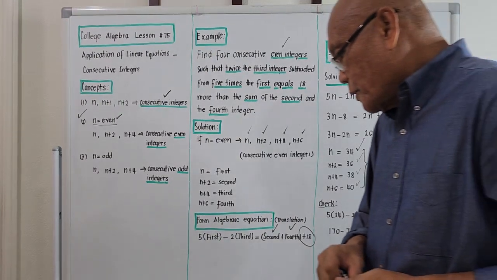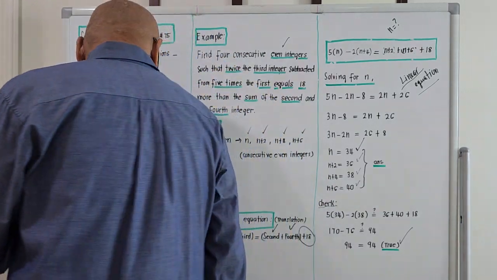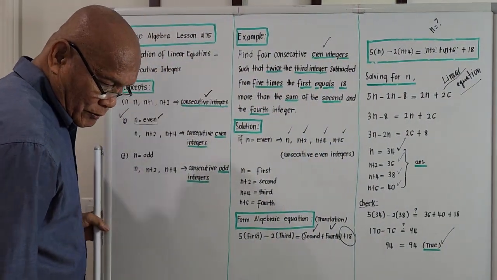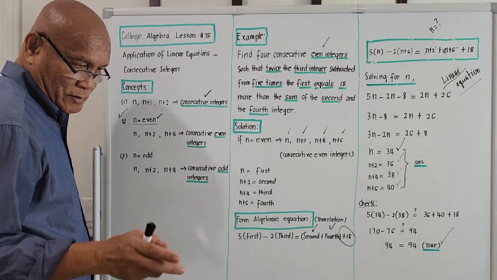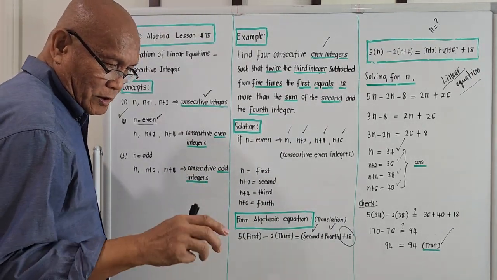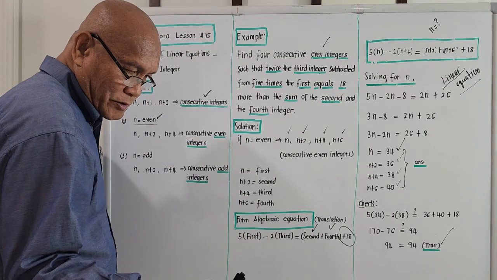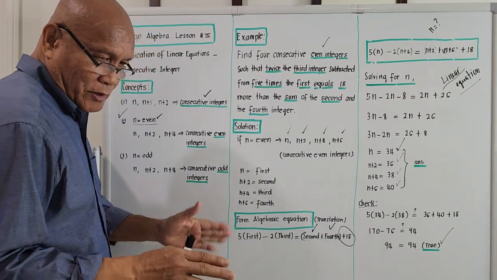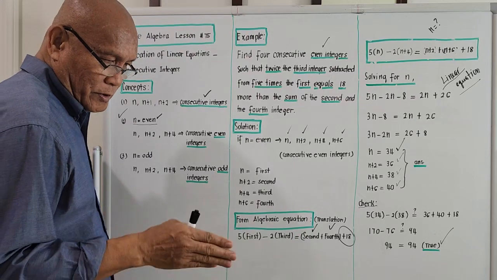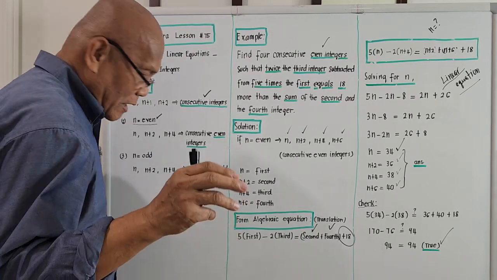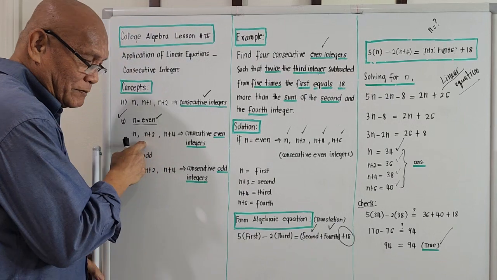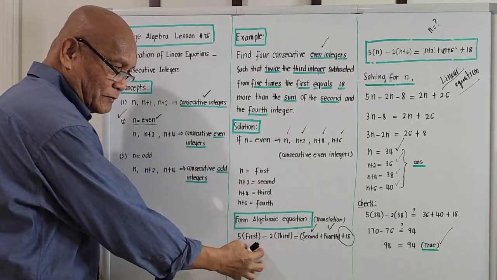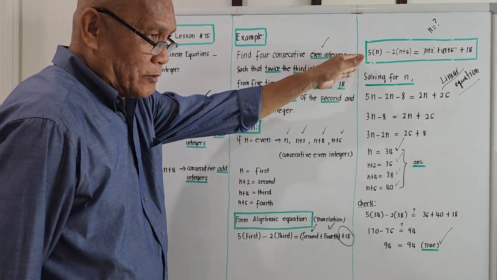Okay, that's the way to solve problems involving consecutive integers. The key to the solution is to recognize whether it is an even consecutive integer or an odd consecutive integer. As soon as you know the variations for it to be even or odd, apply the concept, make a representation, translate, and solve for the unknowns.